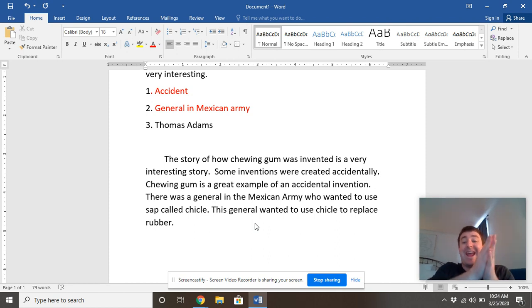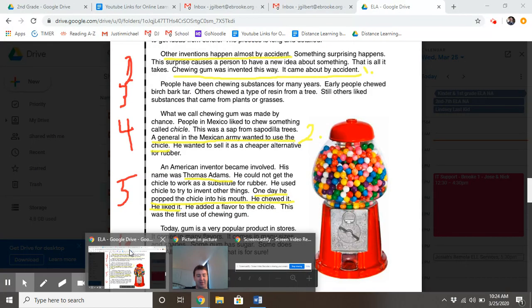And again, this doesn't actually explain how gum was formed. This Mexican general in the army didn't invent gum as we know it, but it all leads up to Thomas Adams, who then takes the Chick-fil-A and actually makes the gum as we know it. So there was a general in the Mexican army who wanted to use sap called Chick-fil-A. This general wanted to use Chick-fil-A to replace rubber. And now we can go into this third detail. And this third detail is really how we're going to tie it all together. So let's go back and take a look at Thomas Adams here.